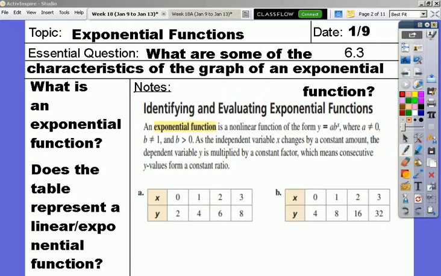First of all, it's nonlinear, which means what? Not a straight line, it's a smooth curve. Okay, so it's a nonlinear function of the form y equals a b to the x. The a and the b serve very specific purposes for our exponential function.